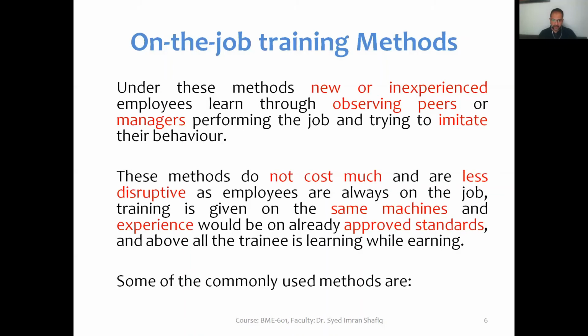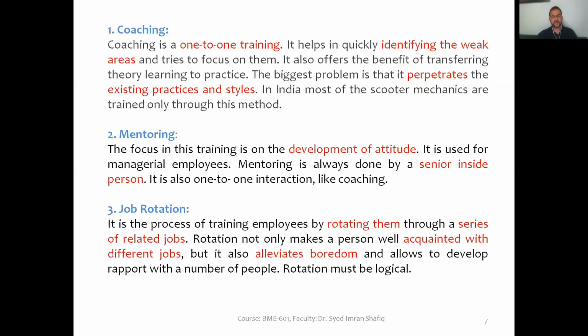So there are many methods of on-the-job training. The first one is coaching. Coaching is one-to-one training. There is one expert or one senior for every new or inexperienced employee. It helps in quickly identifying a weak area when there is one-to-one interaction between an expert and a new trainee. So the expert very quickly identifies the weak areas of the training and tries to focus on them.